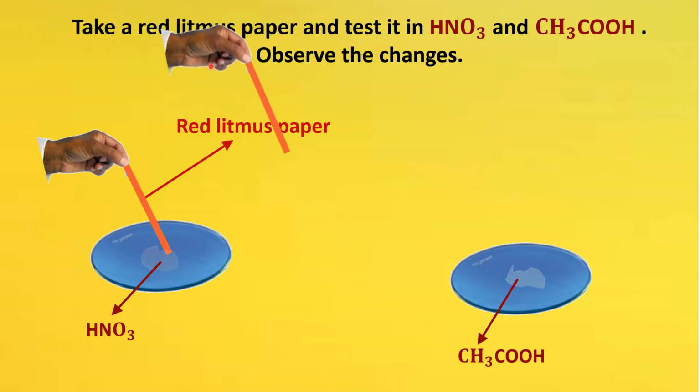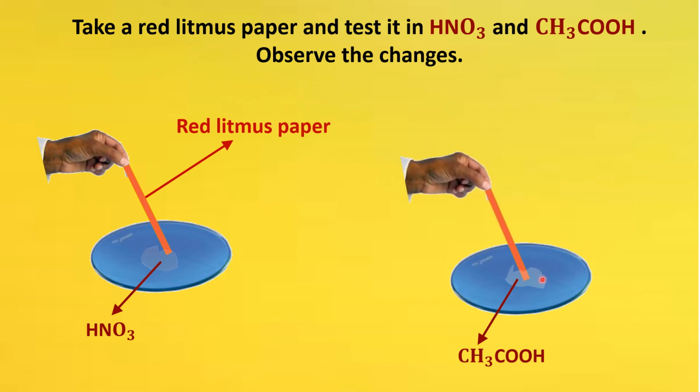Here again, I am dipping it in the acetic acid solution. This is also red litmus paper. So in both the cases, that is in HNO3 as well as the acetic acid solutions, the red litmus paper has remained the same. It is not undergoing any change in these two solutions.